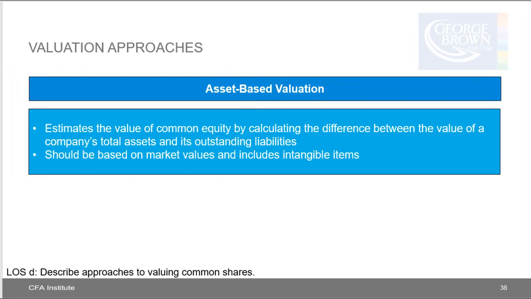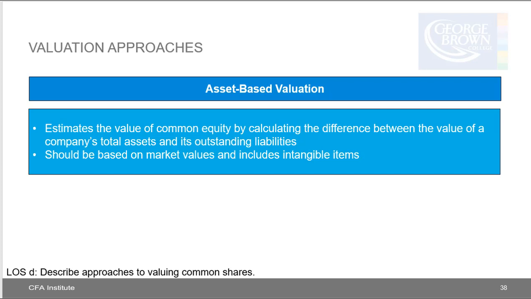Okay, finally, this slide is looking at the third valuation approach. We looked at the discounted cash flow approach. We looked at the relative valuation. Now we're looking at the asset-based valuation. The asset-based valuation approach estimates the value of the common equity by calculating the difference between a company's total assets and its outstanding liabilities. In other words, it estimates the value of the common equity by calculating a company's net asset value. Assets minus liabilities equals equity.